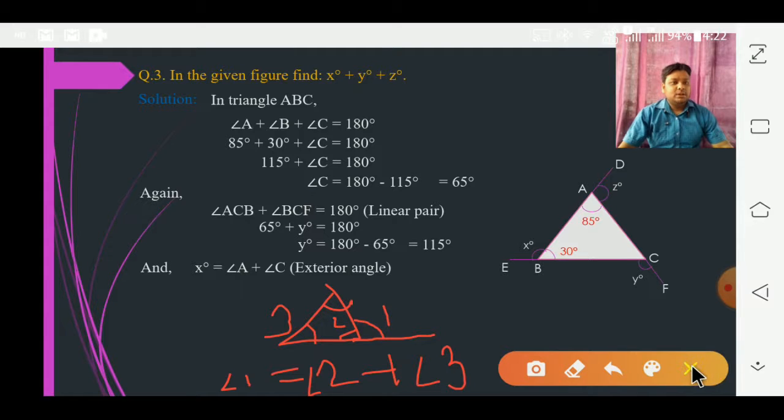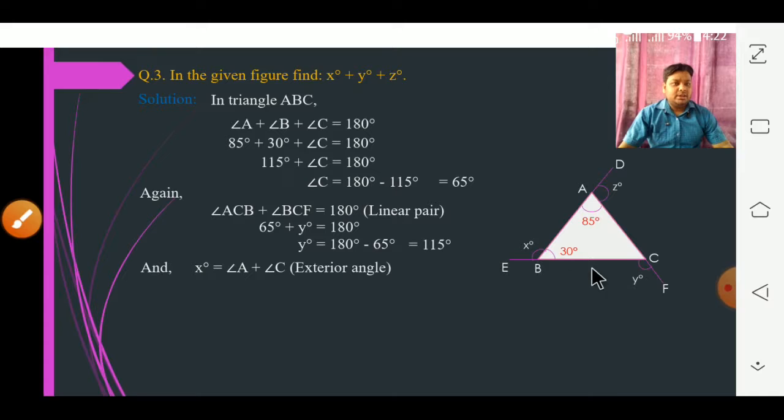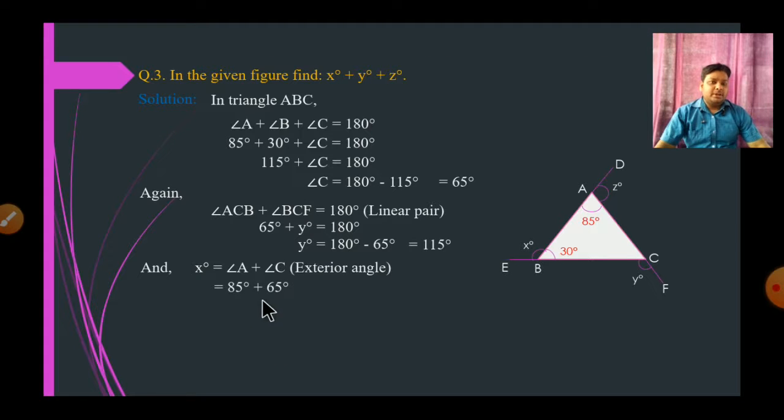So here you can see that x degrees is the exterior angle, so we can't take 30 degrees. We have to take the other two interior angles, interior angle A and interior angle C. It means angle A plus C. So we put the values: 85 degrees plus 65 degrees, what do we get? 150 degrees. Now we have x. After that, we will get z, which is the same value. Here you can see z is the exterior angle.